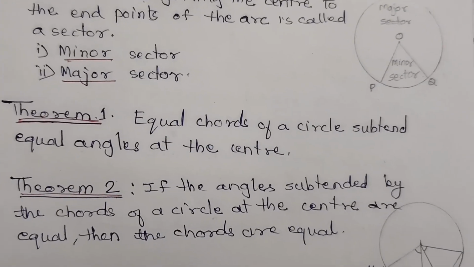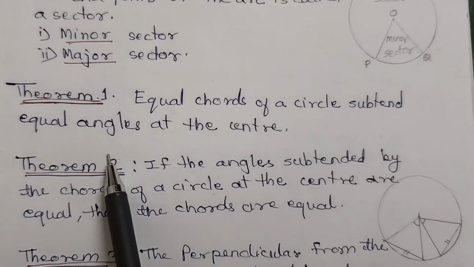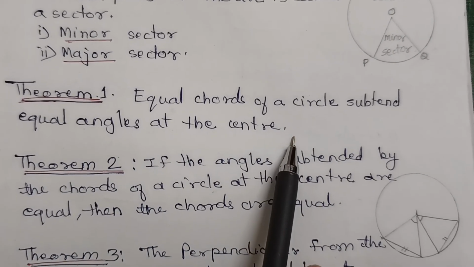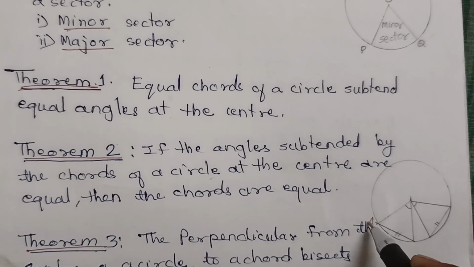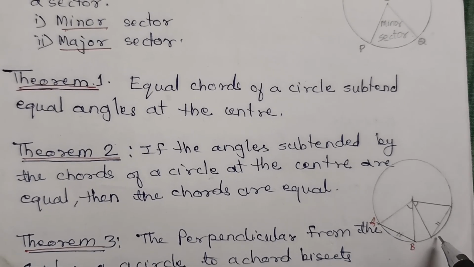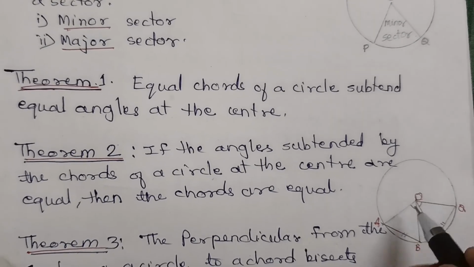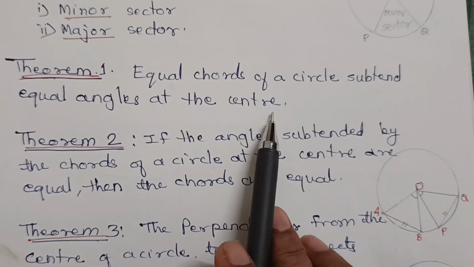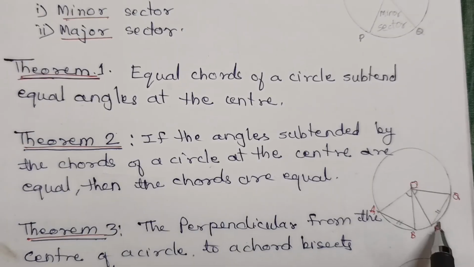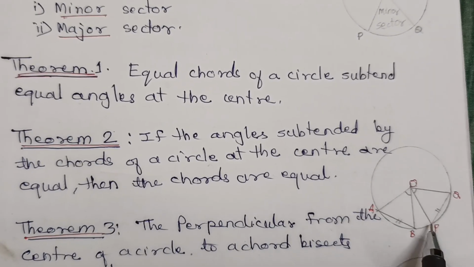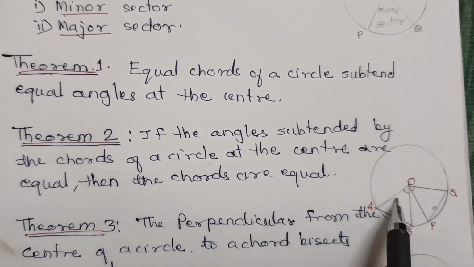Now we'll see the theorems. Theorem 1. Equal chords of a circle subtend equal angles at the center. These are the two chords, say AB and PQ, and this is center O. Equal chords of a circle subtend equal angles at the center means if the lengths of these two chords are equal, then the angles between them are also equal.